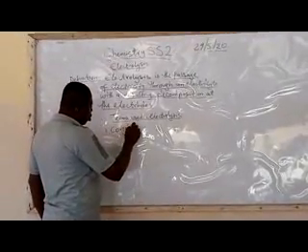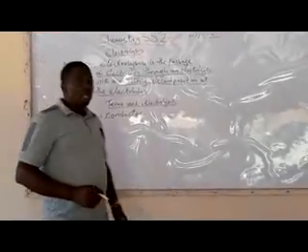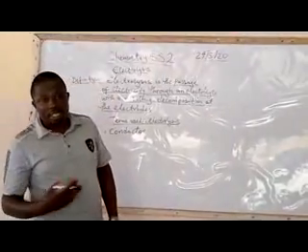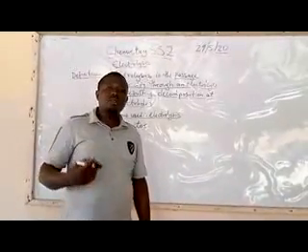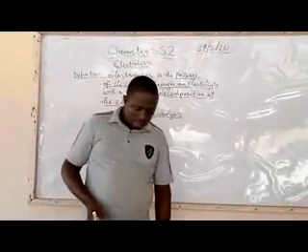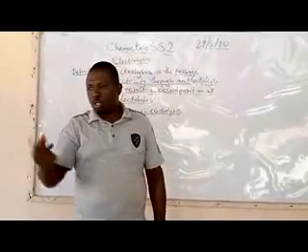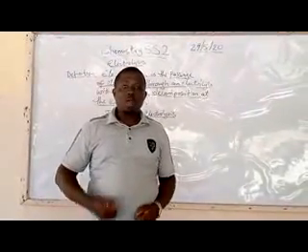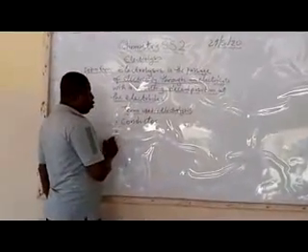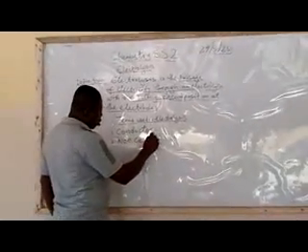conductor. From your junior class, you understand that a conductor is anything that allows heat or electricity to pass through it. Example, metals. Example, any metal object, like the iron you see in your class. All of them allow heat and electricity to pass through them. Another term you are going to see is non-conductor.